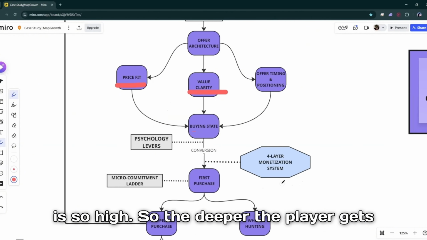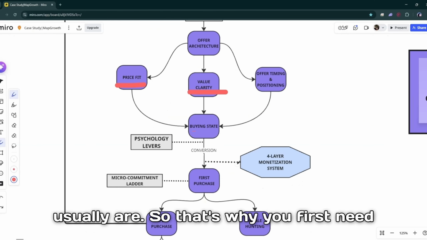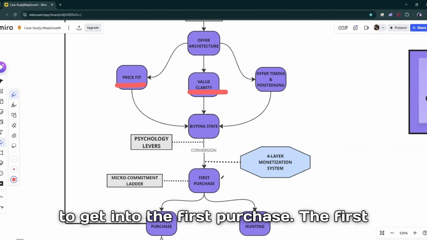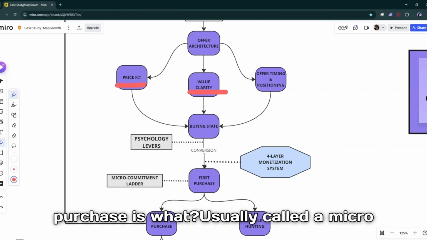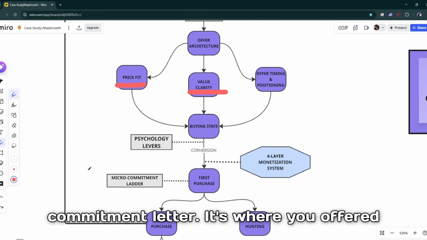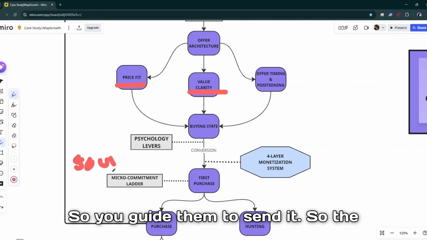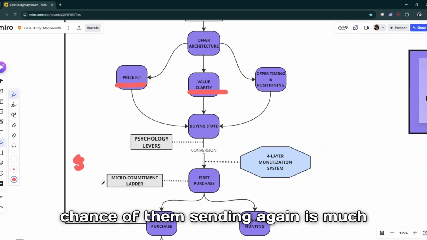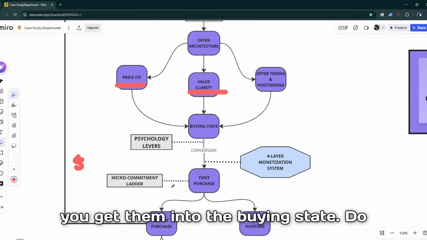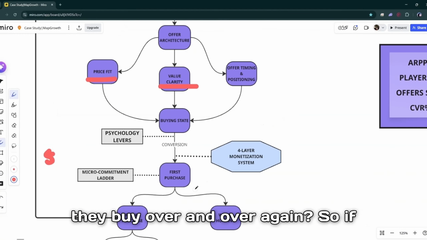So the deeper the player gets into your map, the more committed they usually are. That's why you first need to get them to the first purchase. The first purchase is what I usually call the micro commitment ladder. It's where you offer the smallest conversion price, like 50 bucks, so you get them to spend it, so the chance of them spending again is much higher. It's basically a strategy where you get them into the buying state, so they buy over and over again.